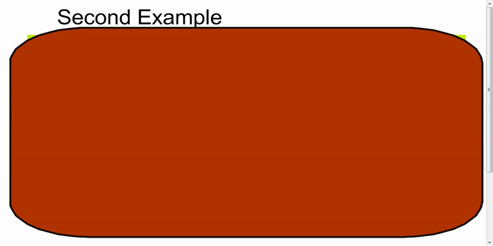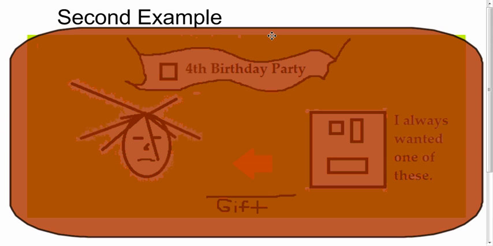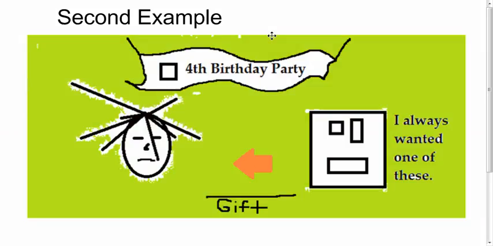Now the next example involves Dr. Square and his birthday party. On his fourth birthday, this gentleman brought Dr. Square this. That was his gift. You can see Dr. Square was very, very pleased.